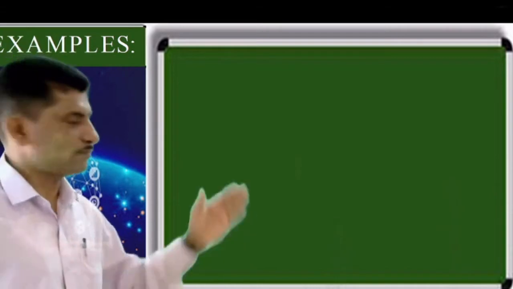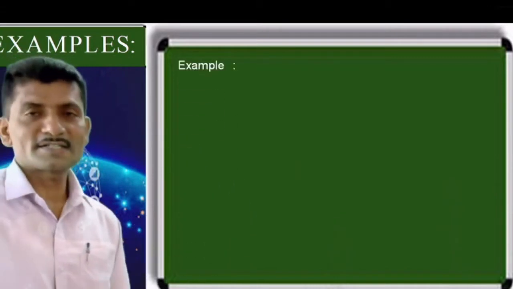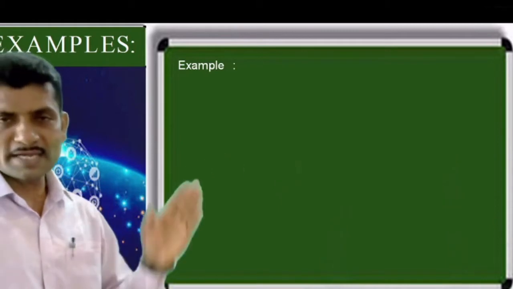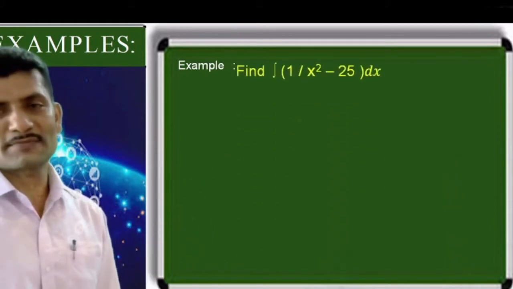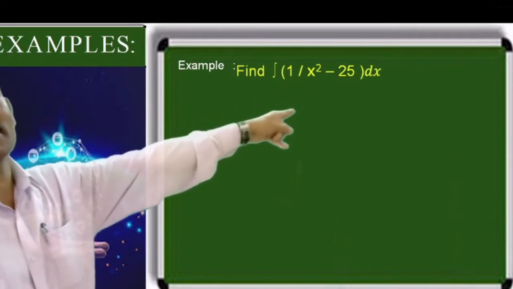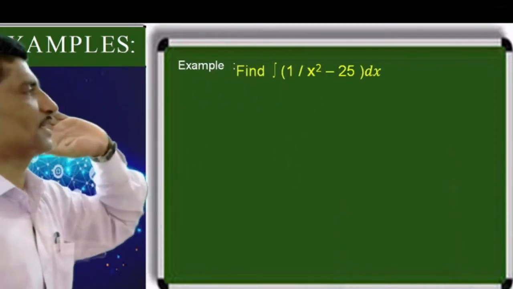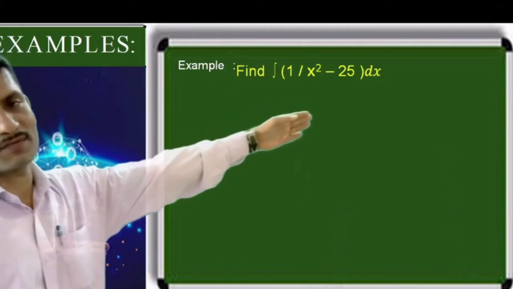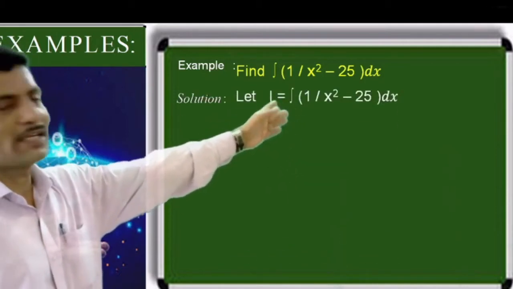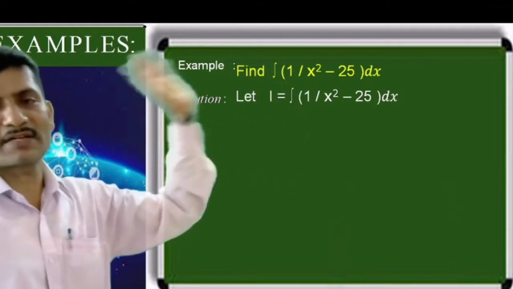The next example uses the third result. The third result is the integral of 1 by x square minus a square into dx. Find the integral of 1 divided by x square minus 25 into dx. 25 is 5 square. Therefore, I is equal to the integral of 1 by x square minus 25 into dx.